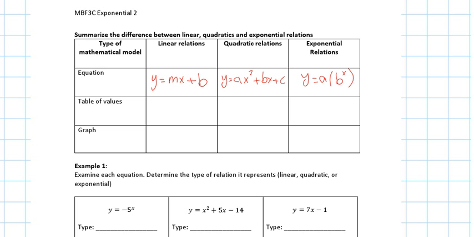In the table of values for your linear function, what was constant? First difference. How about for quadratic? What was constant in the table of values? Second difference. So when I did the subtraction, right? How about for exponential? The first ratio.